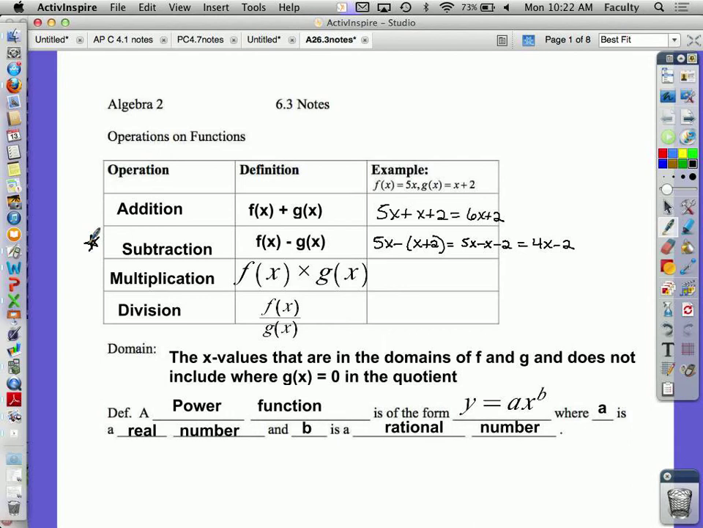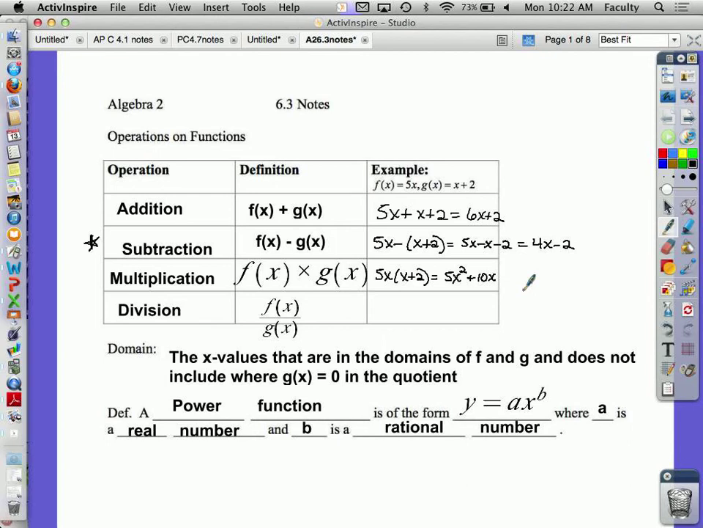Multiplication, f of x times g of x. This is going to be 5x times x plus 2. And we know how to do that using the distributive property. It's 5x squared plus 10x.